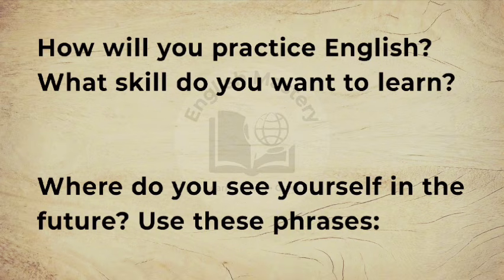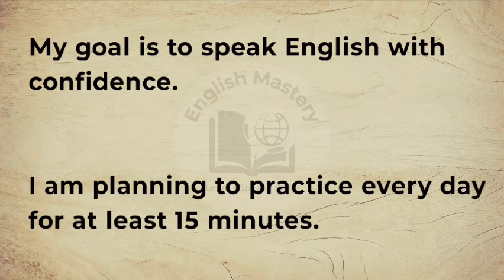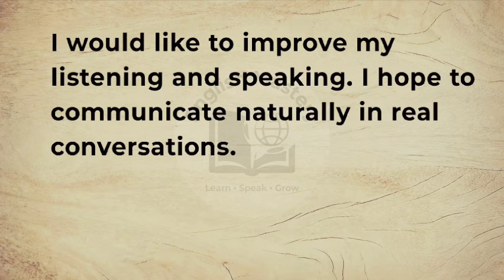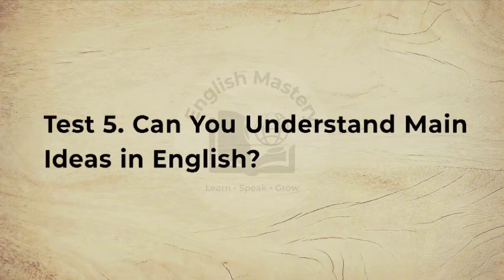Use these phrases. In the future, I want to... My goal is to... I am planning to... I would like to... I hope to... For example, my goal is to speak English with confidence. I am planning to practice every day for at least 15 minutes. I would like to improve my listening and speaking. I hope to communicate naturally in real conversations. This is Intermediate English.